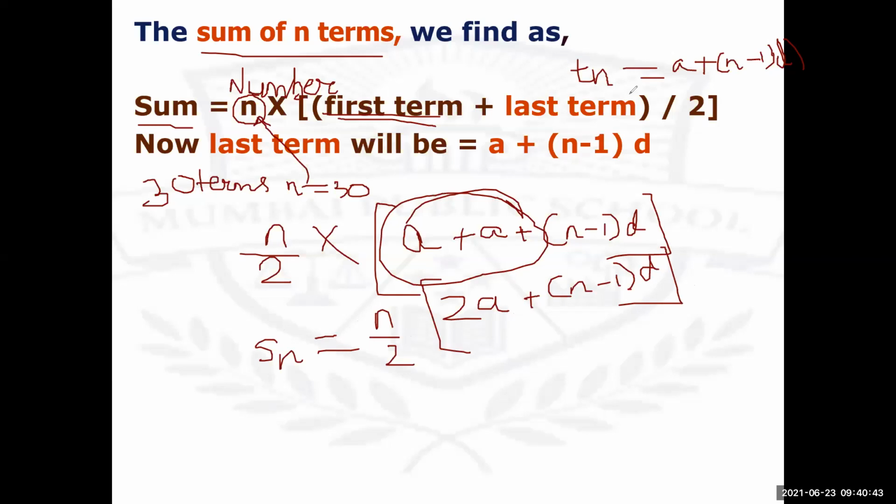Is this clear to all the students? Is it clear, Roshan? Roshan, is your doubt clear, beta? Any more doubts, students? You can ask. If there are no doubts, okay, good.